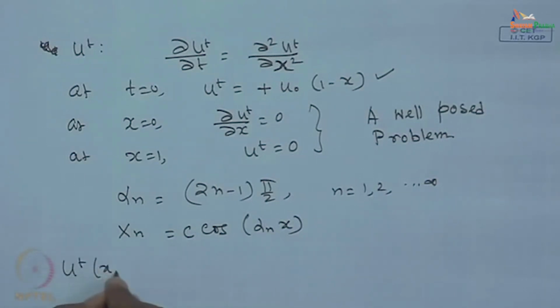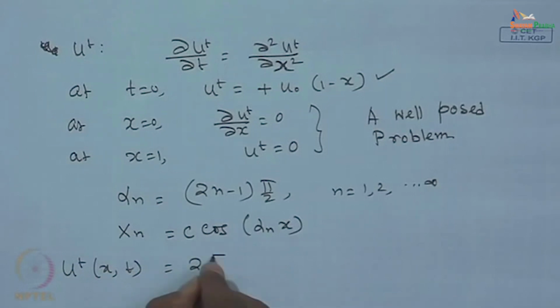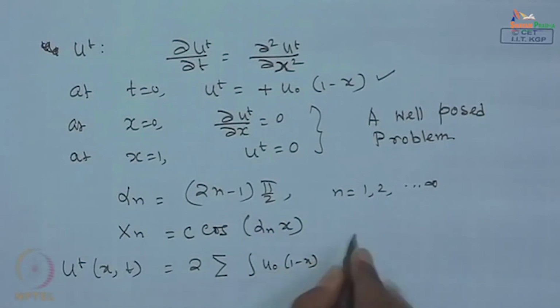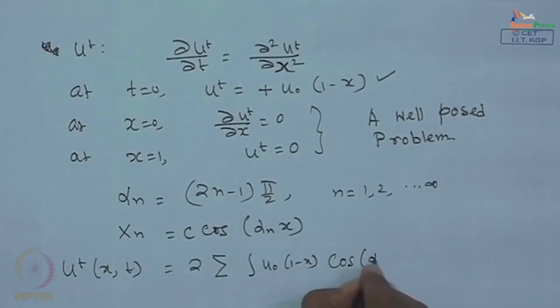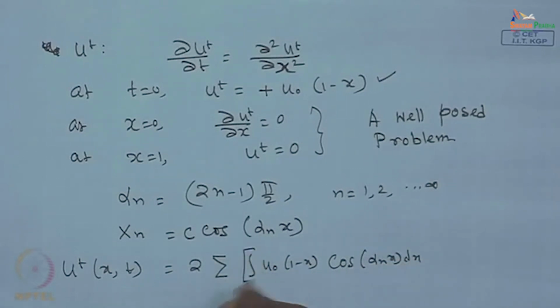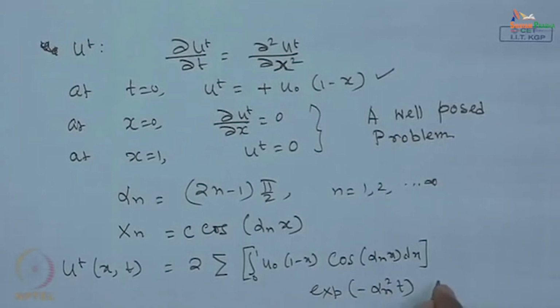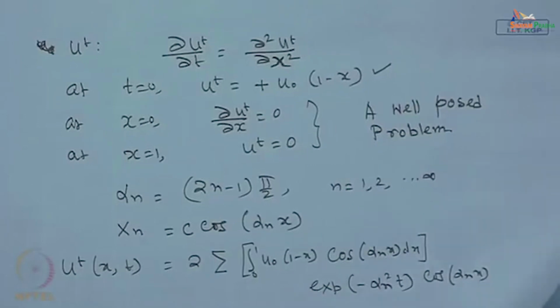The solution u_t as a function of x and t is 2 summation of the integral of u_0 (1 minus x) cosine alpha_n x dx from 0 to 1, multiplied by exponential of minus alpha_n square t times cosine alpha_n x. Now, let us evaluate this integral and see what we get.